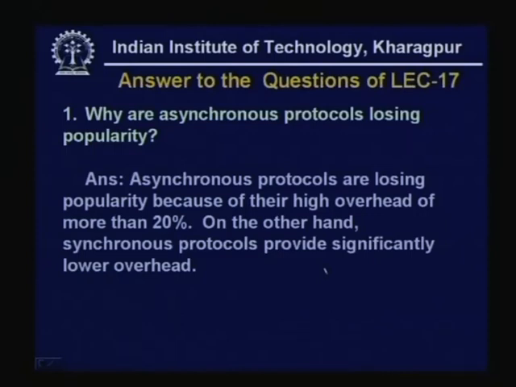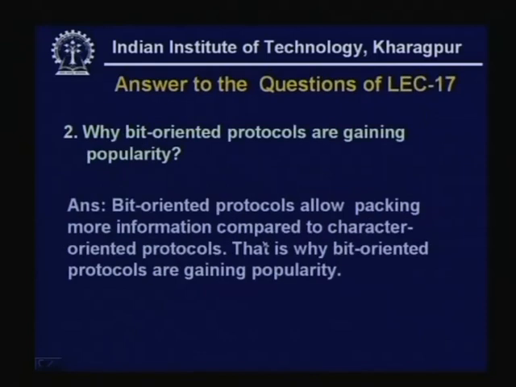Now, I shall quickly give you the answers to the questions of lecture number 17. Question number 1 was, why are asynchronous protocols losing popularity? Asynchronous protocols are losing popularity because of their high overhead of more than 20%, as we have explained in detail. On the other hand, synchronous protocols provide significantly lower overhead. That is why asynchronous protocols are losing popularity. Second question was, why are bit oriented protocols gaining popularity? Bit oriented protocols allow packing more information compared to character oriented protocols. That is why bit oriented protocols are gaining popularity.